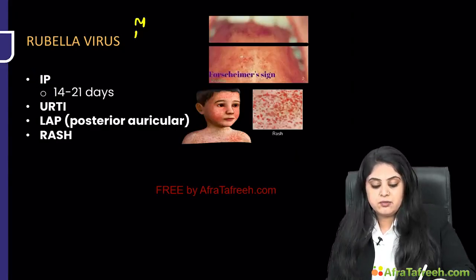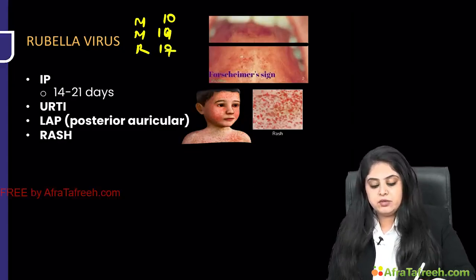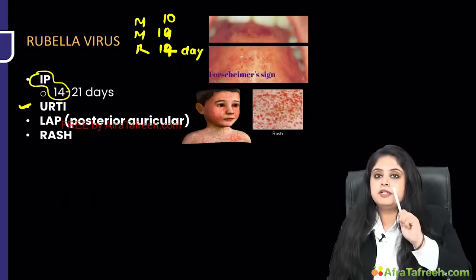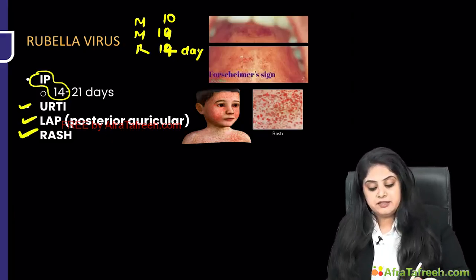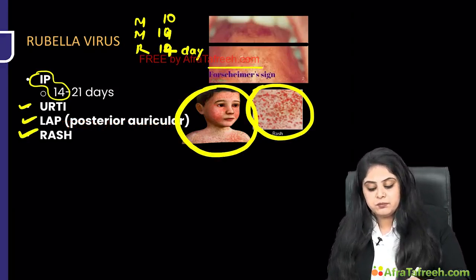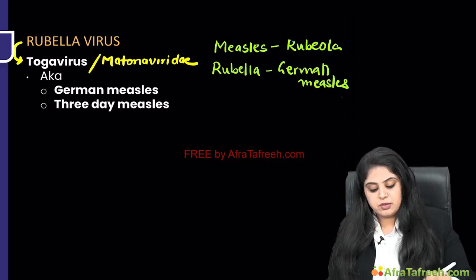Again, let me give you your mnemonic, measles, mumps, rubella: first 10, then 10 becomes 19, and then 19 becomes 14. So what is the incubation period for rubella? We have 14 days. What do these patients have? First and foremost, it's an upper respiratory tract infection. There is a post-auricular lymphadenopathy. There is a rash that you can see in these patients, and you can see some pinkish red spots on the palate. What are those spots? Forchheimer spots.